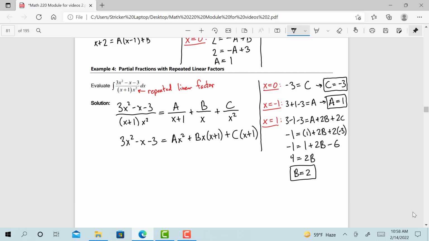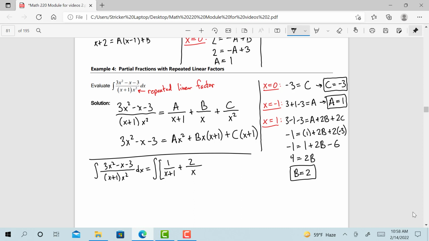And so our original integral here, we get 3x squared minus x minus 3 over x plus 1 times x squared. We can now rewrite that as the integral of 1 over x plus 1 plus 2 over x minus 3, C is negative 3, minus 3 over x squared.